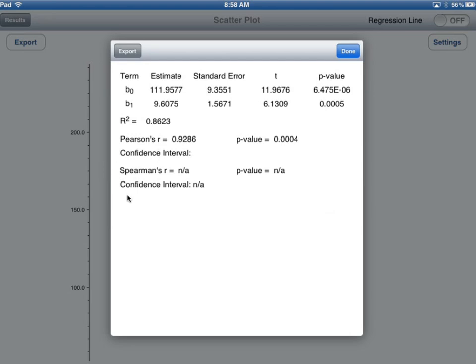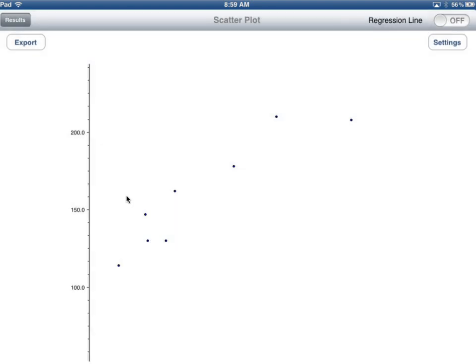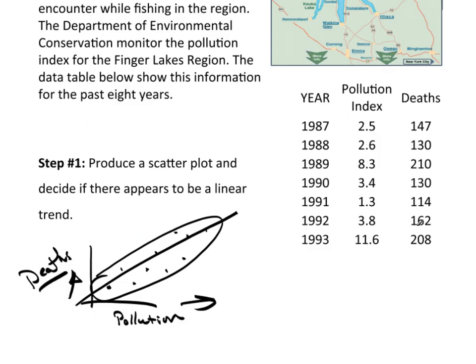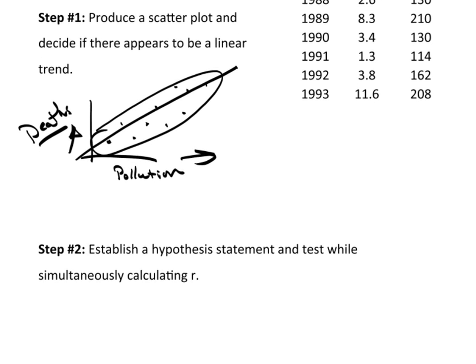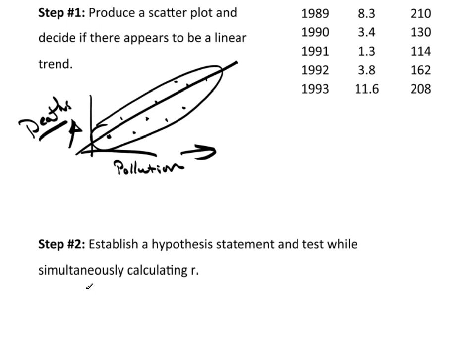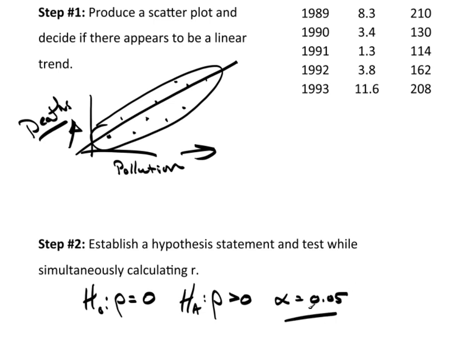Now, I want to go back, thinking in terms that we would expect a linear trend. What we do is set up a hypothesis statement. The null hypothesis is rho, the correlation coefficient, is 0, meaning no association. The alternative hypothesis is that rho is greater than 0, because I'm expecting a positive association. And alpha probably 0.05, like we typically do. You can change that depending on the severity of a type 1 error.